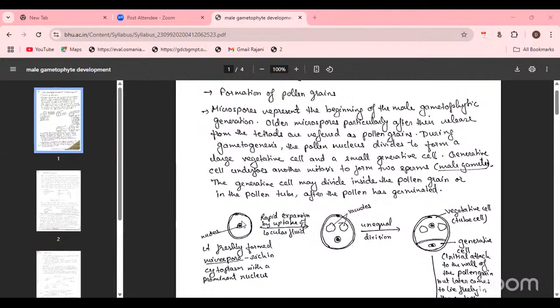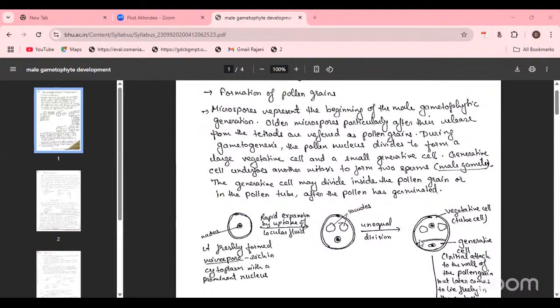In this one, during gametogenesis, the pollen nucleus divides to form two cells, with rapid expansion by uptake of vacuolar fluid. This undergoes vacuolation and unequal division. After the unequal division, a two-cell structure is formed. One is the vegetative cell. See, vegetative.